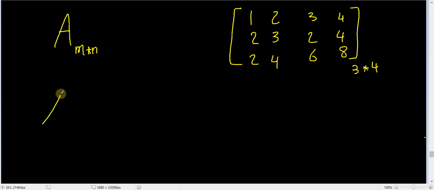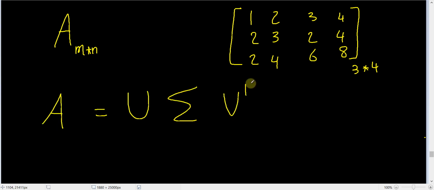And I want A to be equal to U sigma V transpose. Now, what are the dimensions of those matrices U, sigma, and V? I still want the matrices U and V to be orthogonal square matrices because those square matrices have very nice properties, and we will use them extensively as we develop further from the singular value decomposition. So we still want those to be square orthogonal matrices.